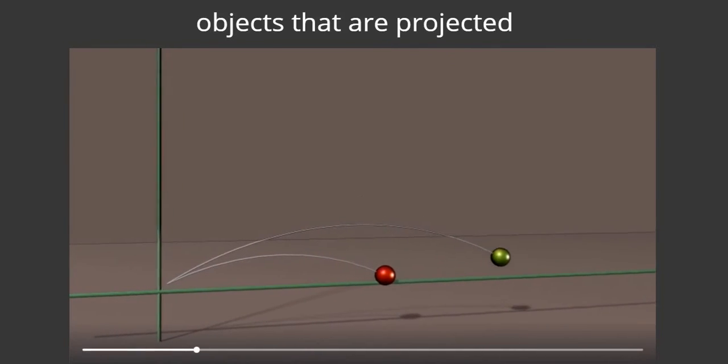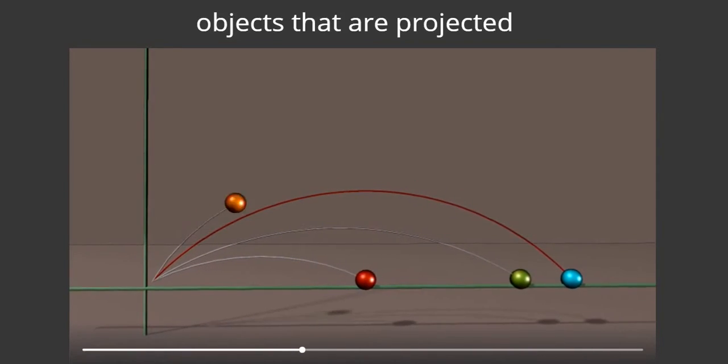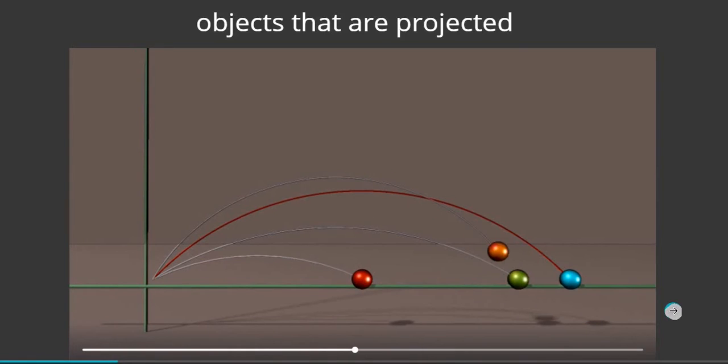So if we were to draw the position time graph of projectiles, this is normally what they would look like. This will be an example of an object that is projected, right? You see that one just went vertically up.